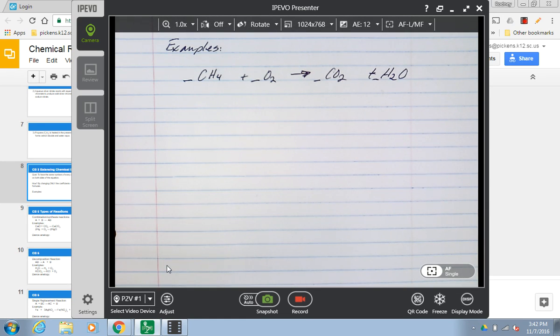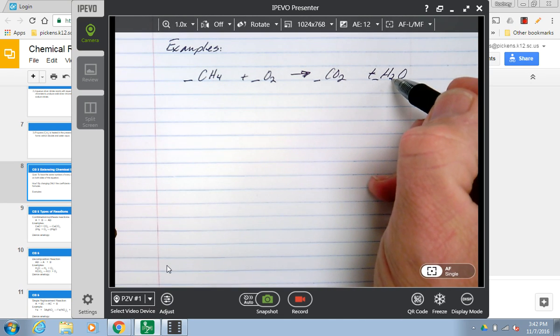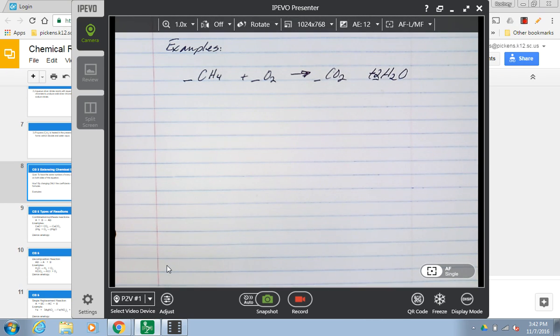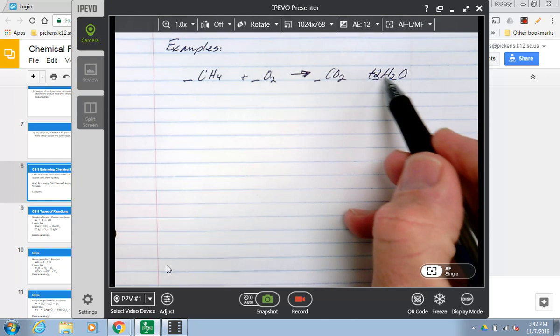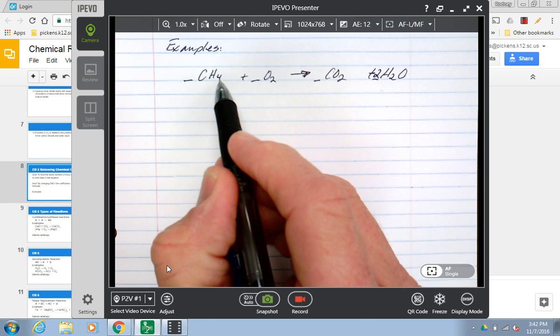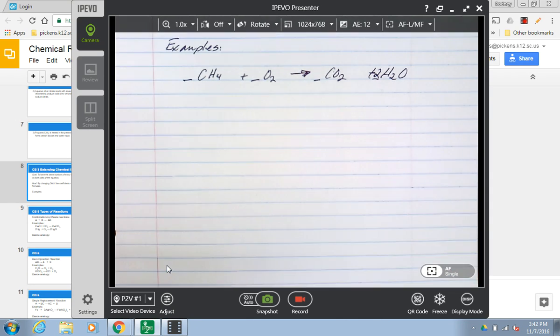Now, coefficients are just like in math. They're numbers that multiply. So if I want to get 4 hydrogens, I'm going to place the coefficient of a 2 in front of the H2O. Kind of made that a little crowded there. Sorry about that. But 2 times 2 is 4 hydrogens. And so we have 4 over here, and we have 4 on the right-hand side. So we're good with that.